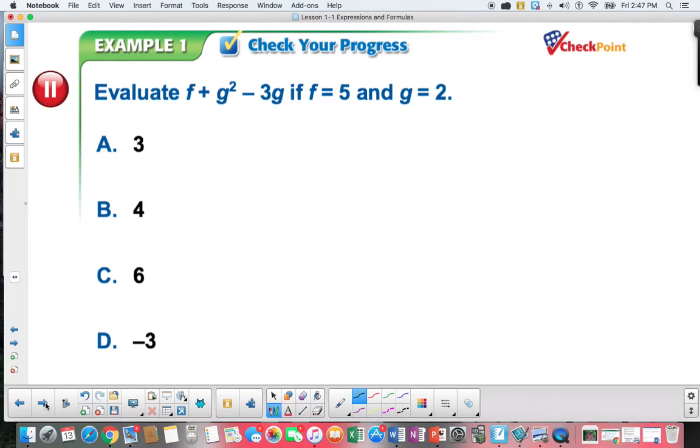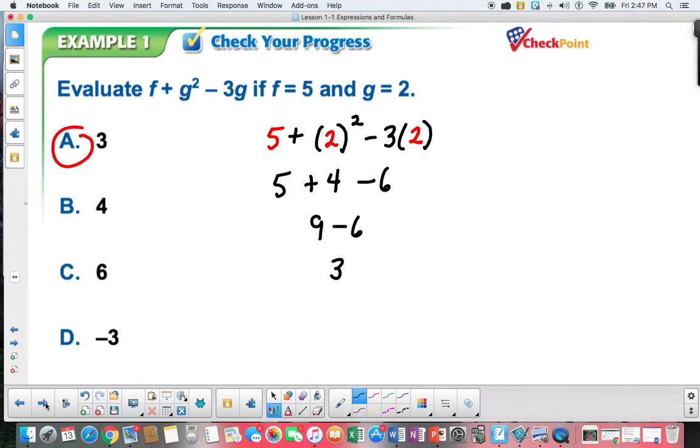Pause and try this problem on your own. And the answer is A.